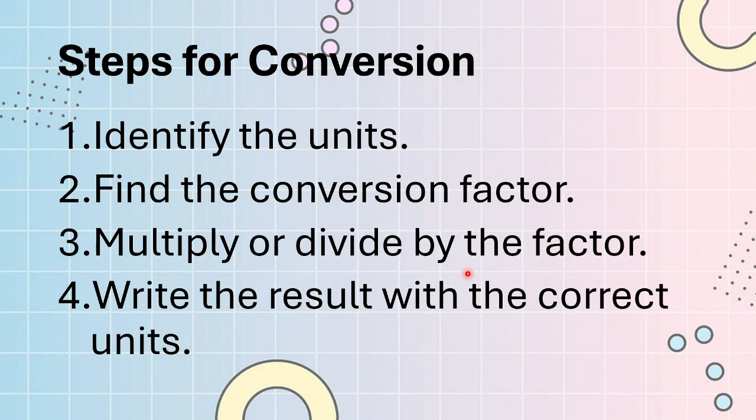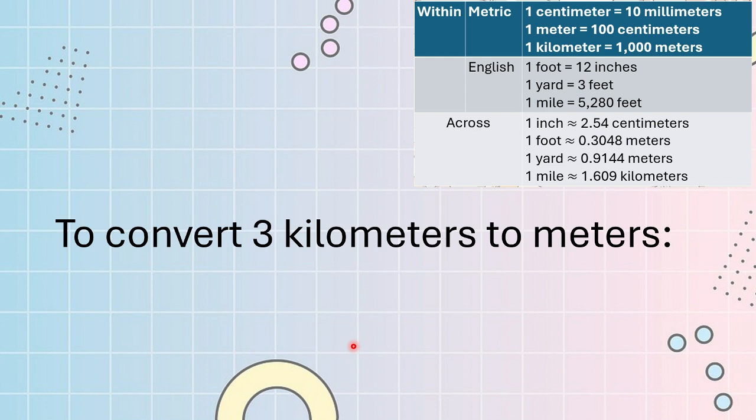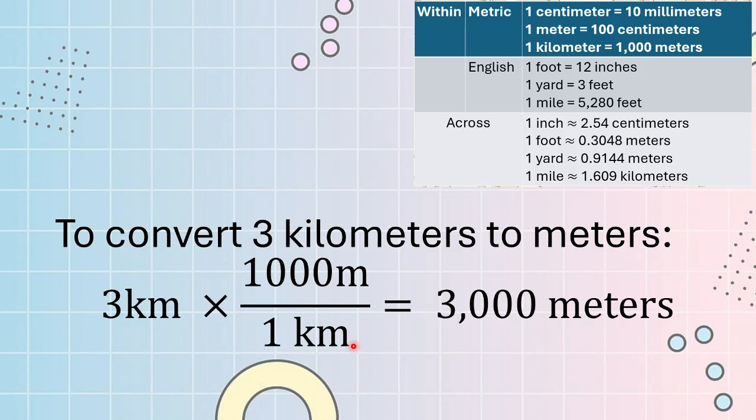Okay, steps for conversion. First, let's identify the units. Next, find the conversion factor. Multiply or divide by the factor and write the result with the correct units. Okay, so convert 3 kilometers to meters. As you can see here in the given box at the top, we will convert 3 kilometers to meters. As you can see, 3 kilometers, and then you will be converting it to meters. Therefore, you need to get the meters.